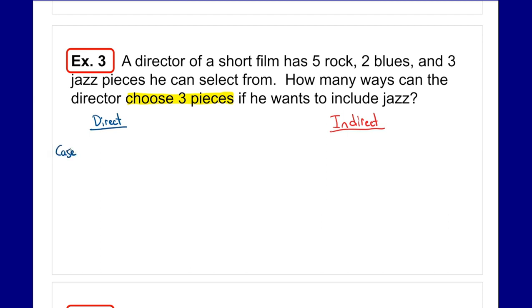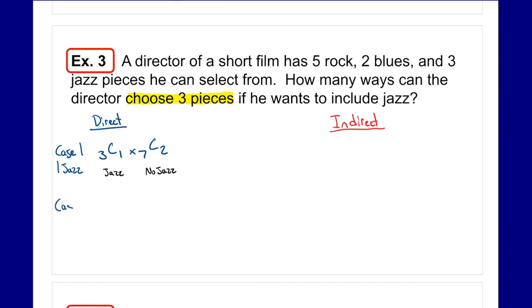So here we have multiple cases if we're going the direct route. Case 1 would be 1 jazz piece. So how many ways can I choose exactly 1 jazz piece out of the 3? Well, I have 3 jazz pieces in total. I'm going to choose one of them, multiplied by the 7 remaining pieces, choosing 2 of them. So this is for the jazz, and this is for the no jazz.